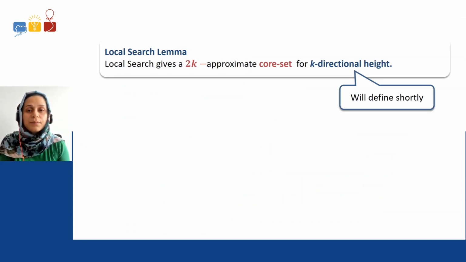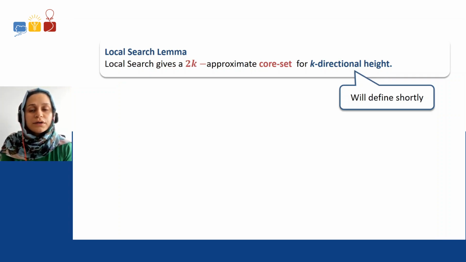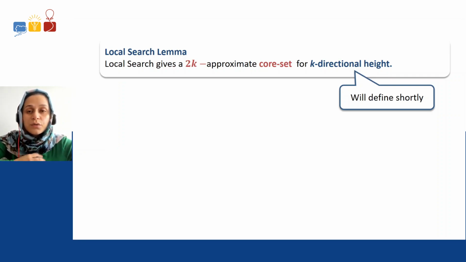So for now, let's see what is the overall structure of the proof. As the first lemma, I'm going to show you that what the local search algorithm is in fact doing is that it's preserving approximately the height of the point set in all directions. Okay, so in fact, we show that it is giving a 2k coreset for the k directional height of a point set, which I will define shortly.